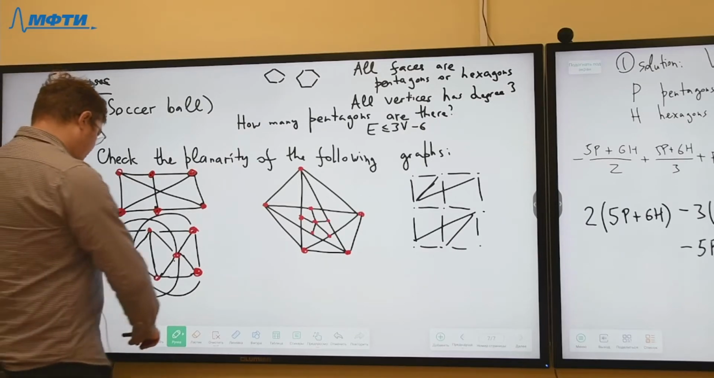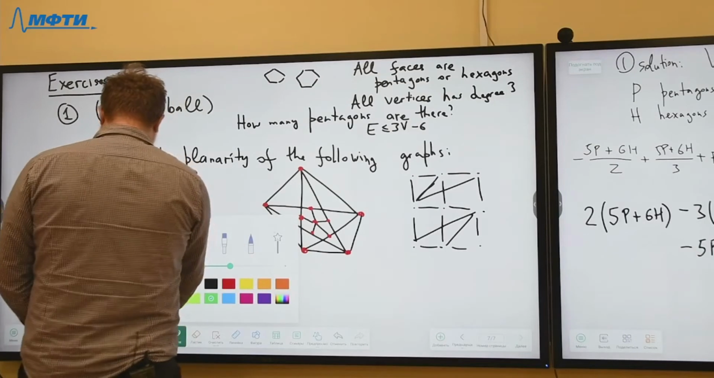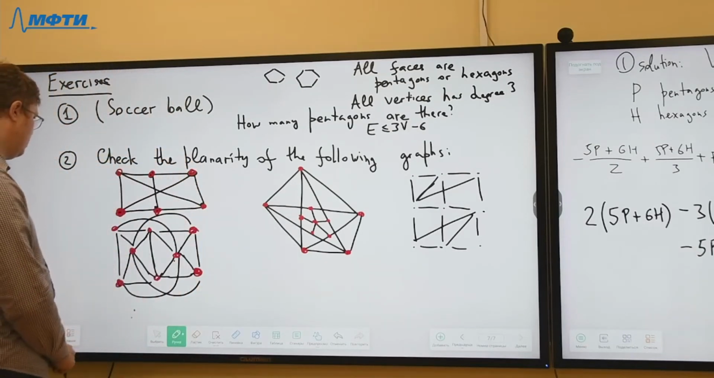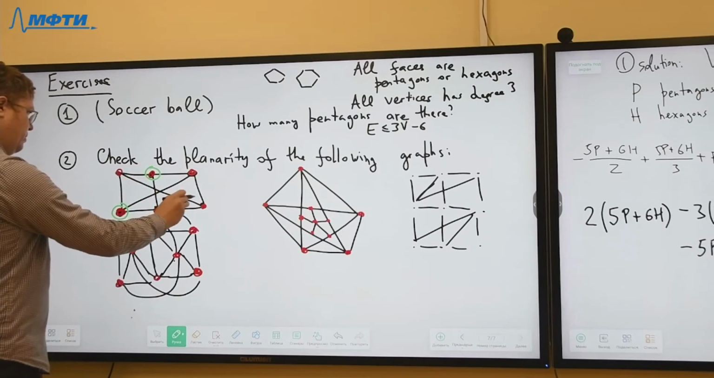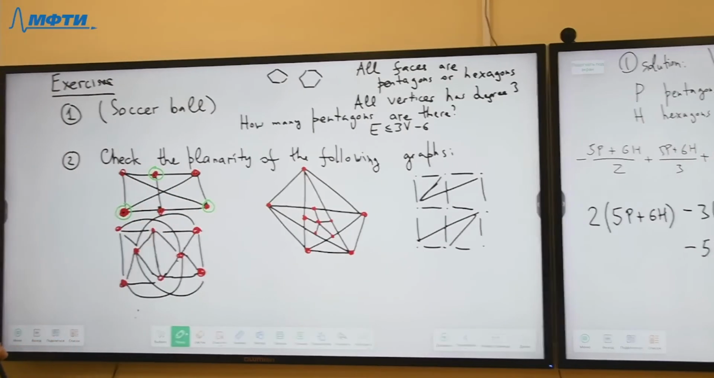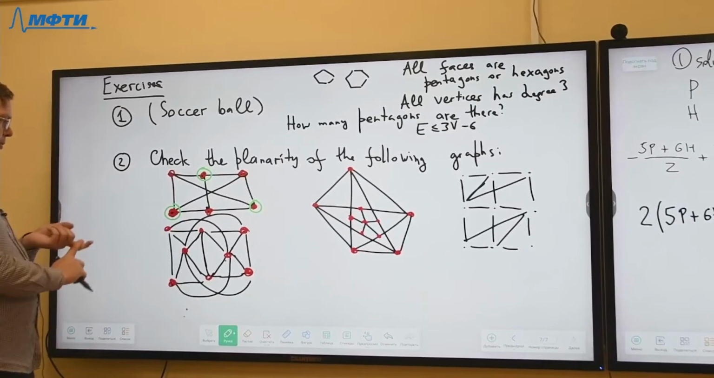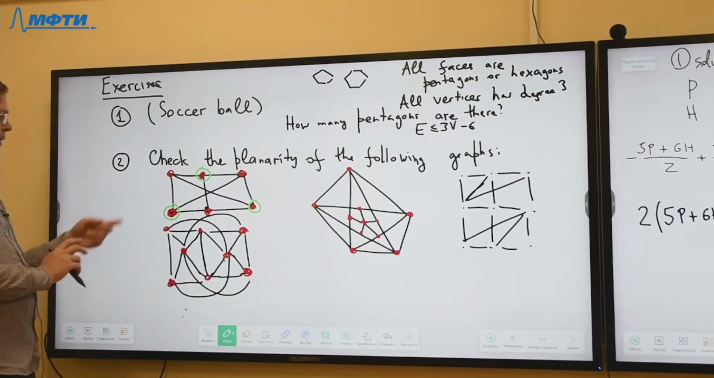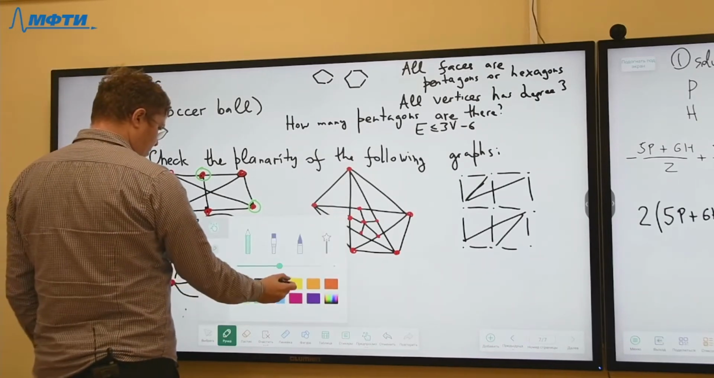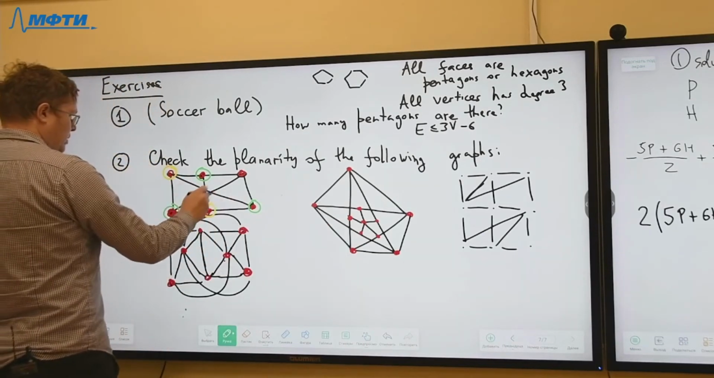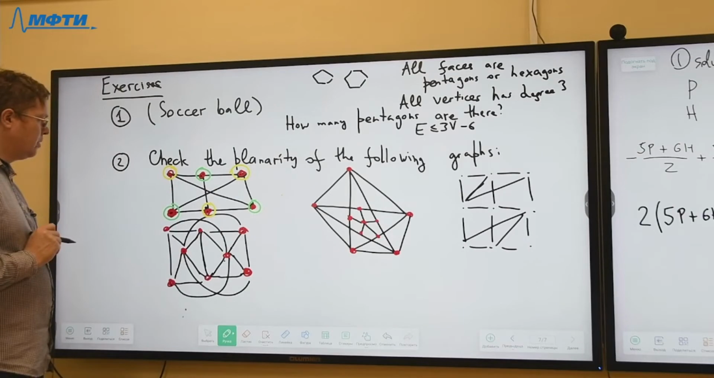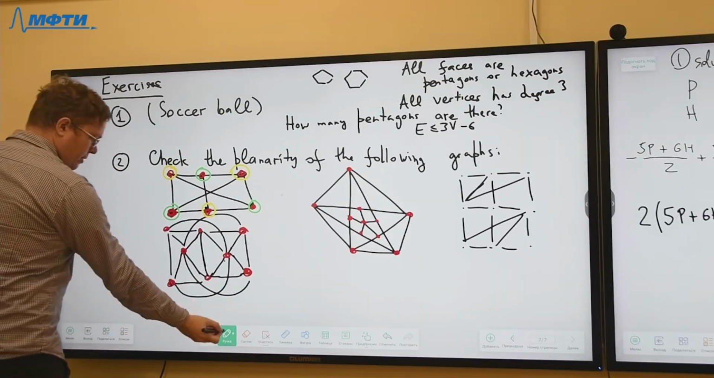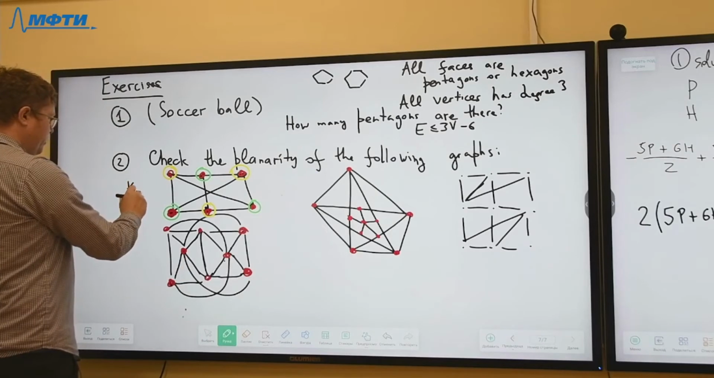If we look at these three vertices, then we see that each of these vertices has degree 3 and they are not connected to each other. We don't have an edge between two of them, yes? And the same holds for these three vertices. So this is exactly graph K3,3, but we are just doing a different drawing of it.